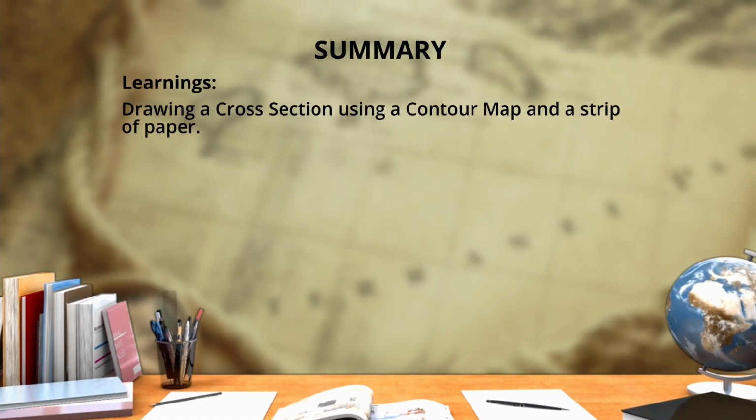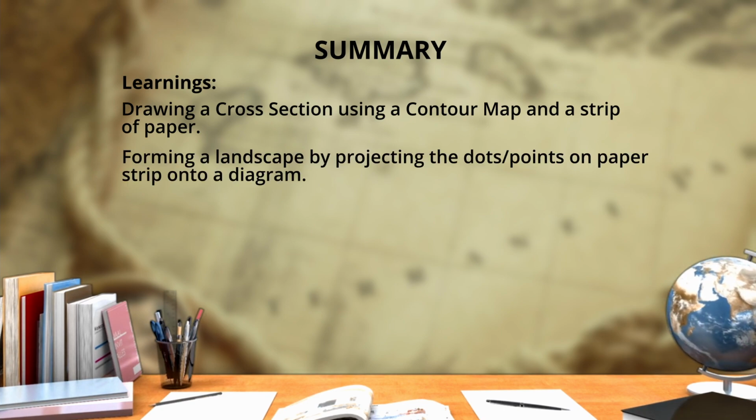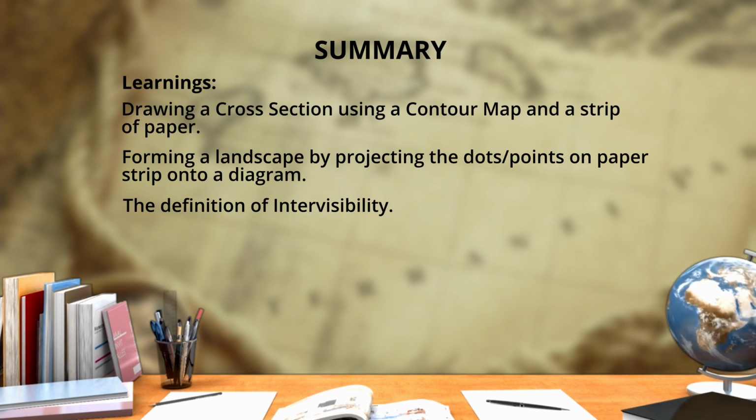Now that we have come to the end of our lesson, let's look at the lesson summary. Drawing a cross-section using contour maps and a strip of paper. Forming a landscape by projecting the dots or points on a paper strip onto a diagram. Defining intervisibility and determining whether there is intervisibility between 2 points and why.